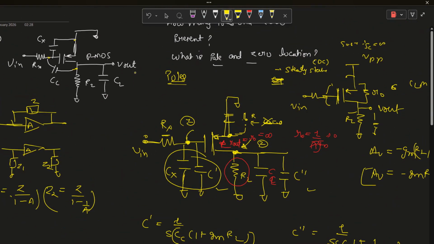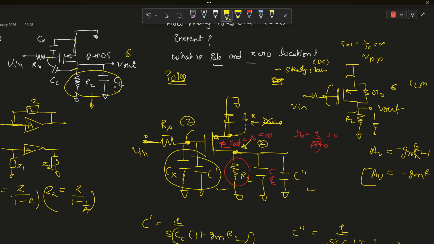For V out to be zero, we can see two conditions. V out to be zero means this whole impedance goes to zero. If V out is zero, this whole impedance goes to zero.